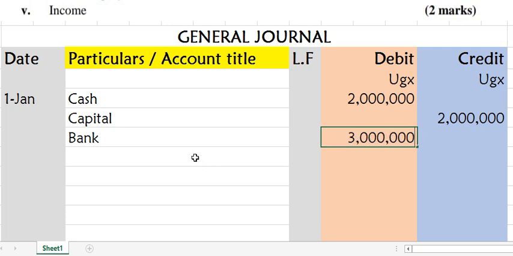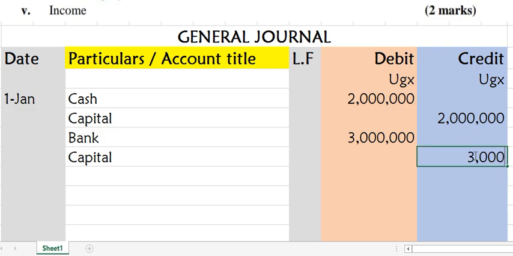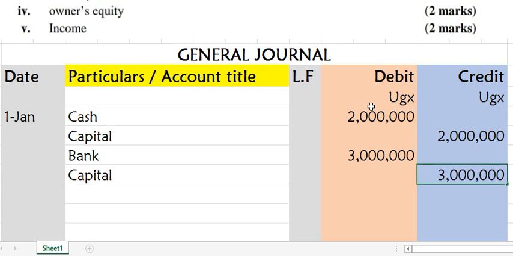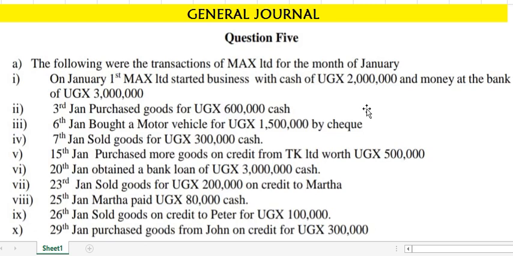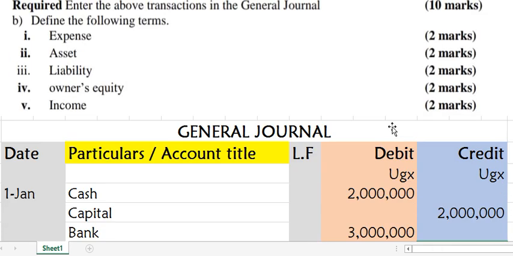Still, that money is used to start up a business, so my capital is to be credited. That is 3 millions. So that's the very first transaction, and you see I've followed the rule of double entry, which is debit and credit. So cash of 2M, I've debited my cash account and then credited capital, because that cash of 2M is used to start a business, and then the money at the bank account is also used to start the business. So I'll debit bank and then credit the capital account.